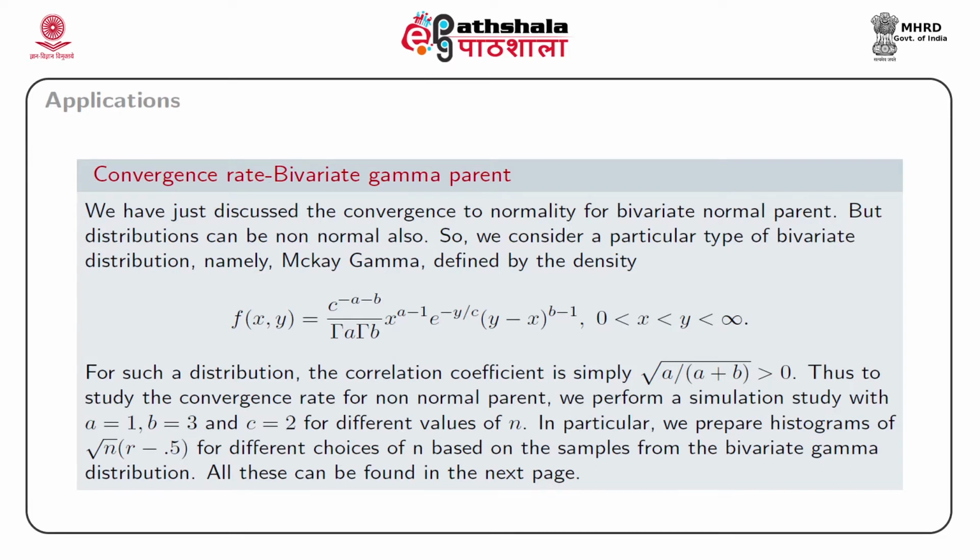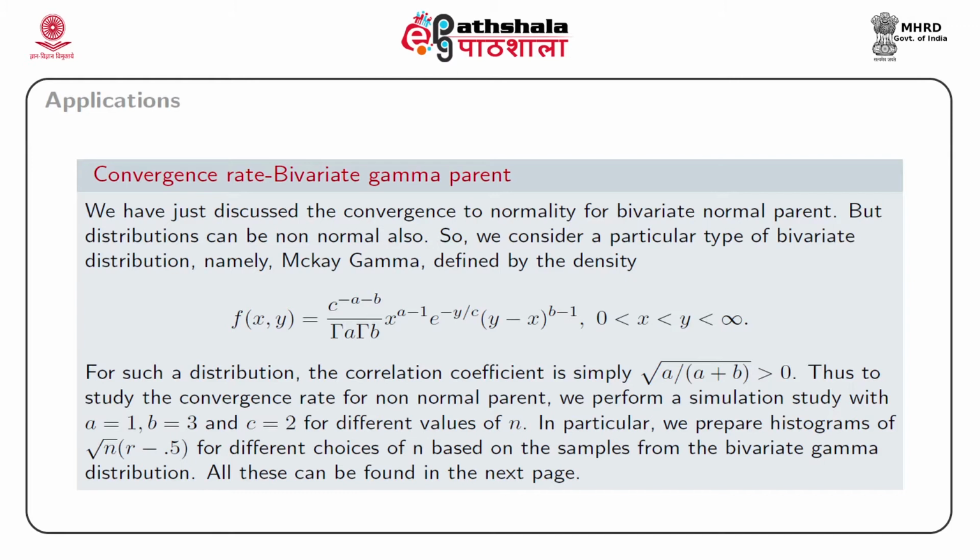So, we consider a particular type of bivariate distribution, namely the Mckay gamma distribution, defined by the density as given in the slide. It should be noted that for such a distribution, the correlation coefficient is simply the square root of A divided by A plus B. That is, for such a distribution, the correlation coefficient is always positive.